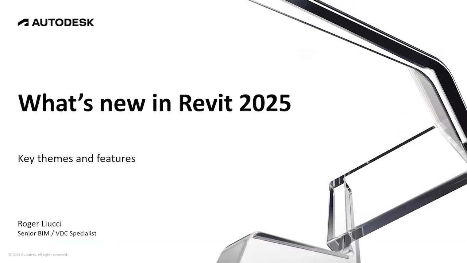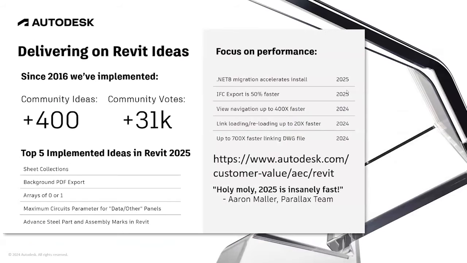So let's get to 2025. Those features are basically brought to you by the community. The community contributes Revit ideas by going to autodesk.com/custom-evaluate Revit, where you can come in and add to the Revit ideas list. Since 2016, Autodesk has implemented over 400 ideas and 31,000 community votes, all basically bringing improvements to the various versions.